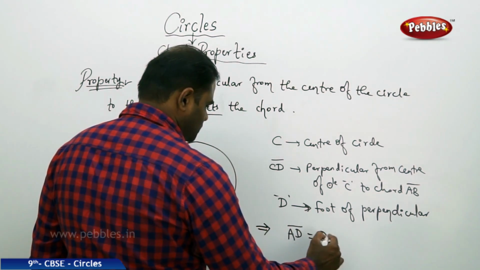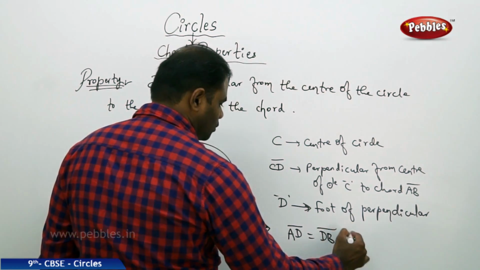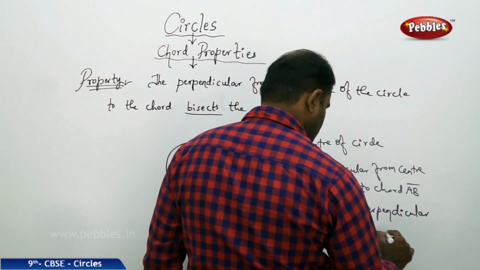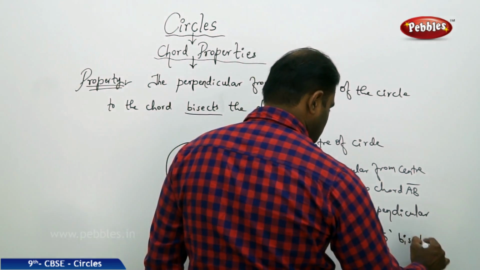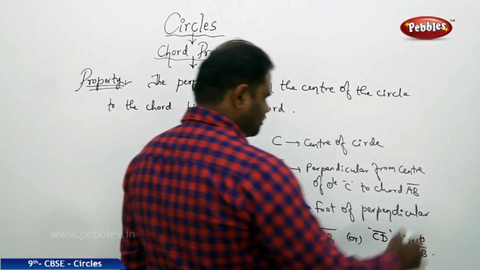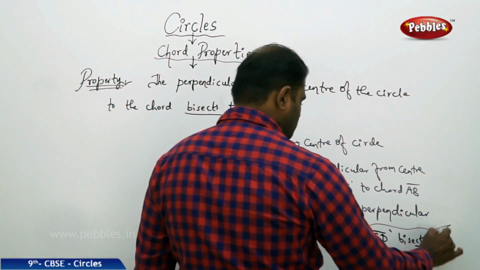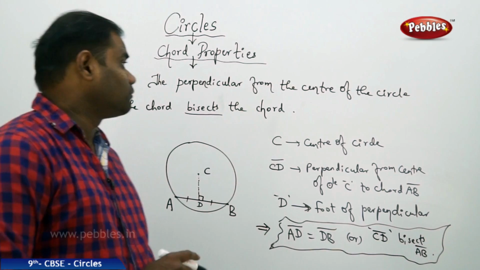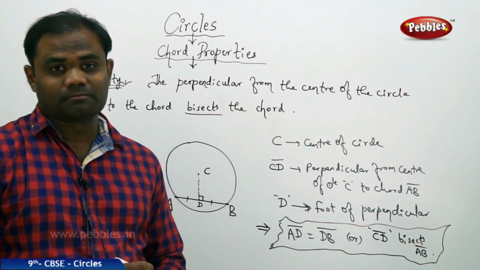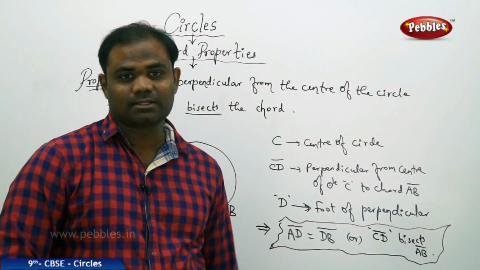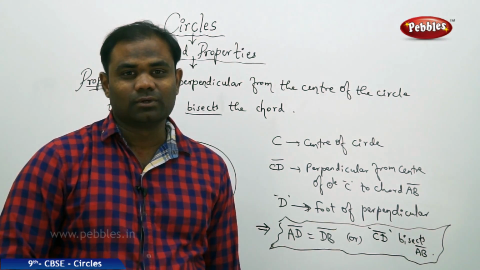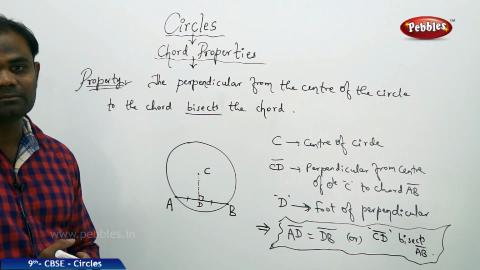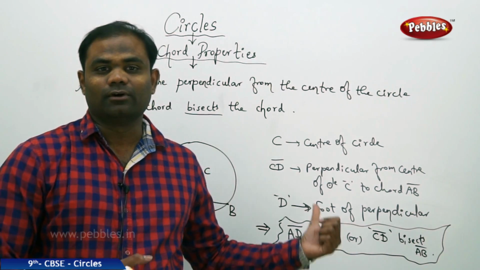So the property says AD must be equal to DB, or CD bisects AB, is how we understand the learning outcome connecting the perpendicular from the center of the circle to the chord AB. They are equal, or CD bisects AB. This is always true when a line passing through the center is perpendicular to the chord AB. Bisecting property of a chord.